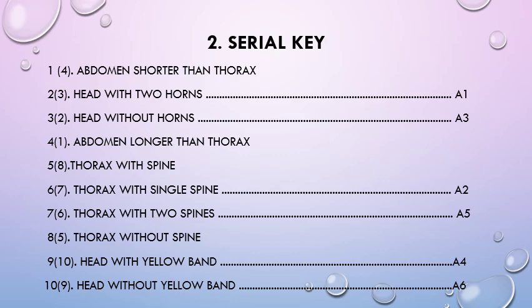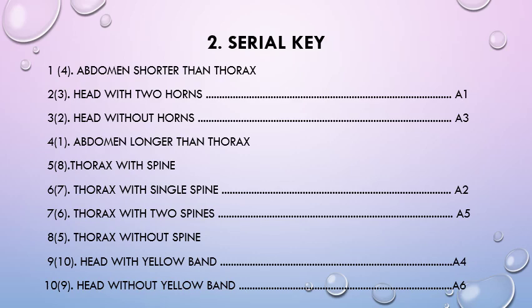For this type of key, first of all, suppose that you have a group of species, A1, A2, A3, A4, A5 and A6, and we are identifying the organism related to each species. Now look at number 5. With number 5, number 8 is written. It means that the second statement of this couplet is written on number 8. Number 5 is thorax with spine and number 8 is thorax without spine.